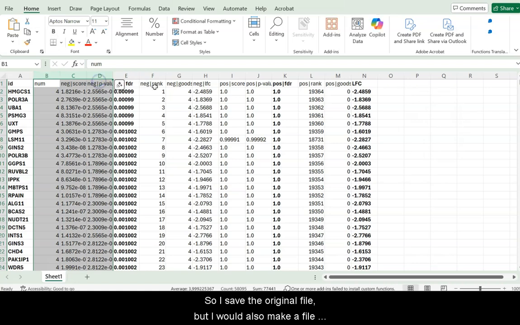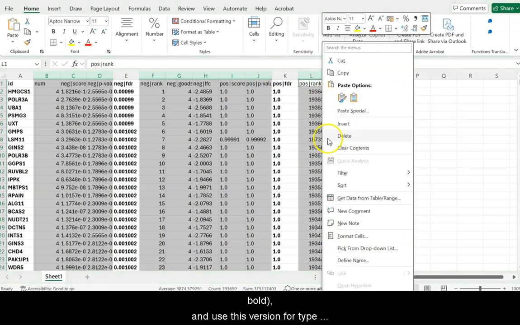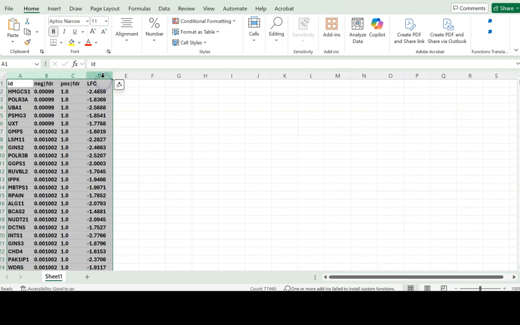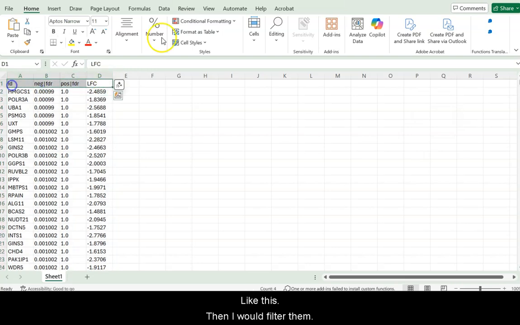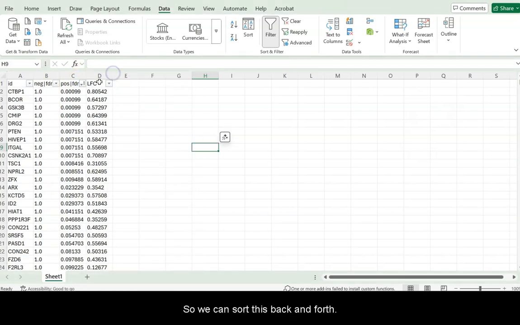Typically I save these files, but I would remove the ones that are not highlighted here for the type of analysis that I spend most of the time on, like this. And then I would filter them, so data filter, allowing us to look at the negative with the lowest FDR value, and for the positive. So we can sort this back and forth to look at the genes that are relevant here.